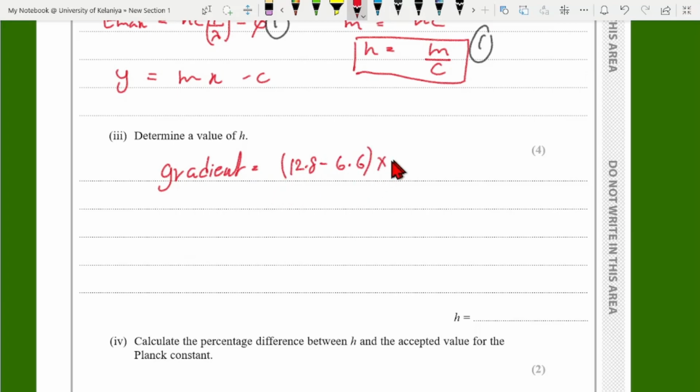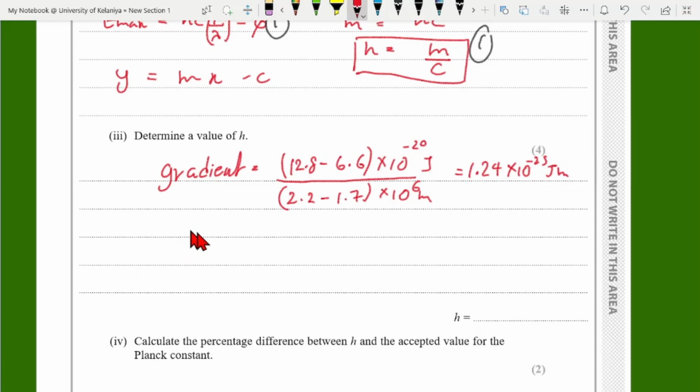Times 10 to the power 20 joules over 2.2 minus 1.7, right, times 10 to the power 6 meters. So if you calculate this one, you will get 1.24 times 10 to the power minus 25 joule meters.